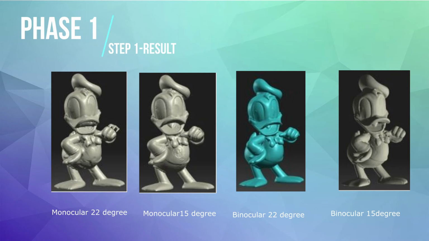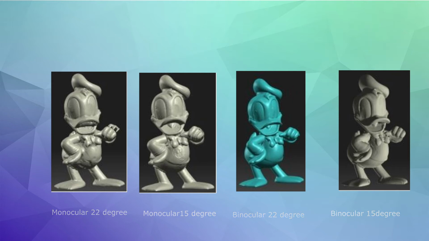The scanning result with the lowest noise is the binocular camera at an angle of 22 degrees. Compared with binocular camera, monocular camera has a large number of noise points, and even caused object structure deformation. You can have a look at the dark hand.